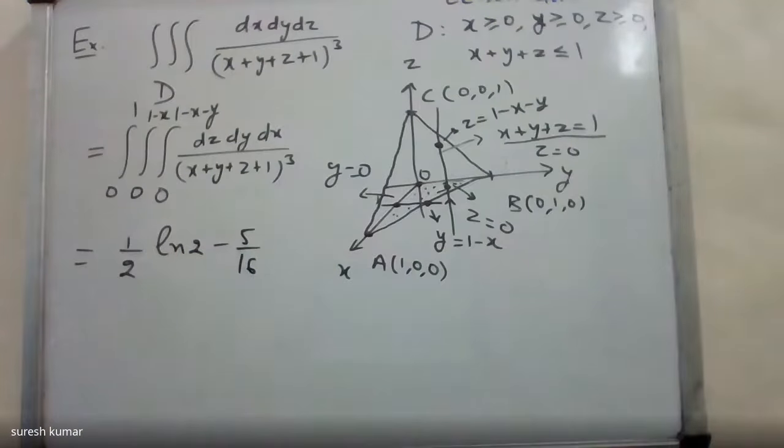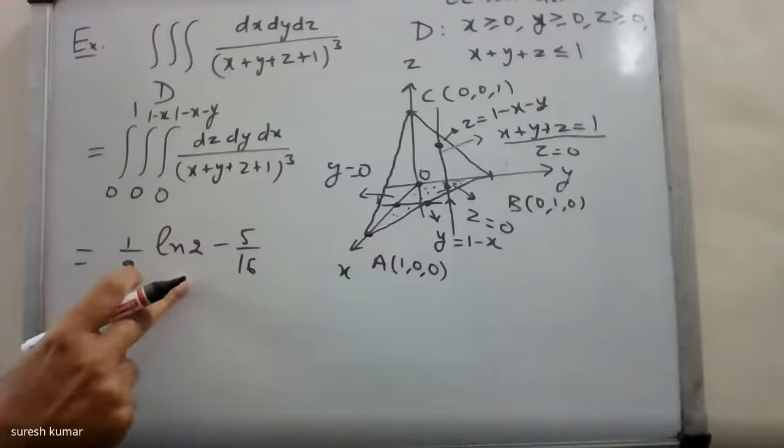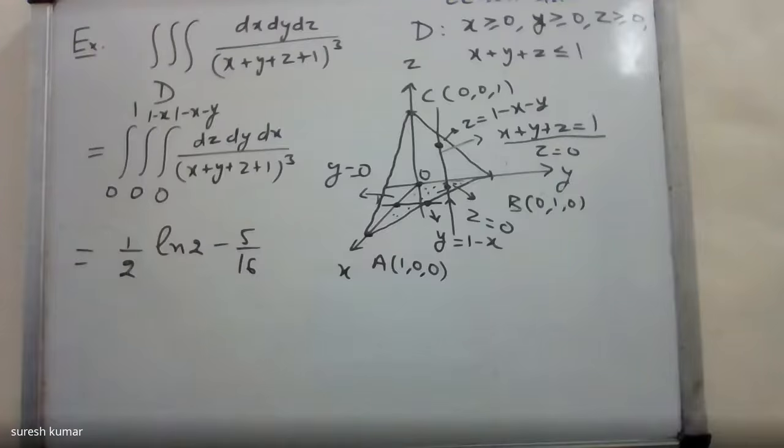This exercise you need to do yourself. The main explanation part I have already done, that if a 3D region is given, then how to decide limits for x, y, z. Okay? So verify this answer yourself. If you find something different, let me know. This example is fine.